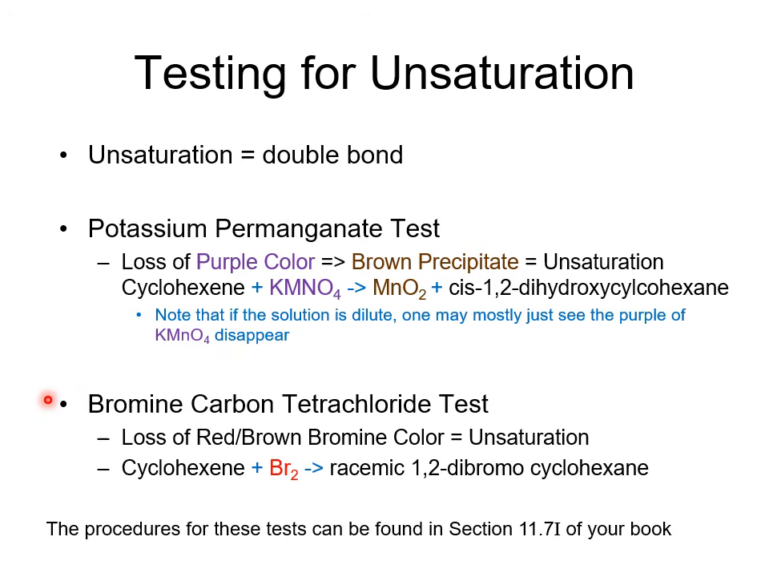So there's another test known as the bromine carbon tetrachloride test. The loss of red or brown bromine color means that you have an unsaturation. So here you can see the reaction. Cyclohexene plus bromine makes a racemic mixture of 1,2-dibromocyclohexane. The procedures for these tests can be found in your book, right? So I would recommend reading this just for your own knowledge.